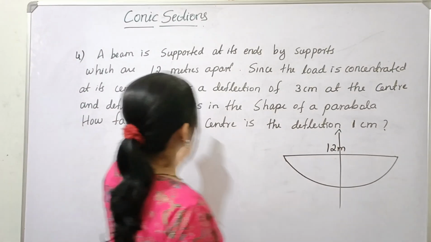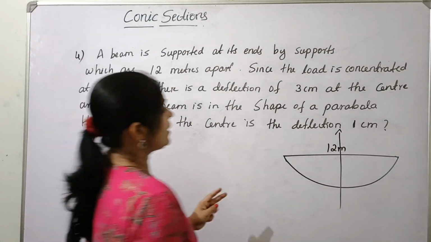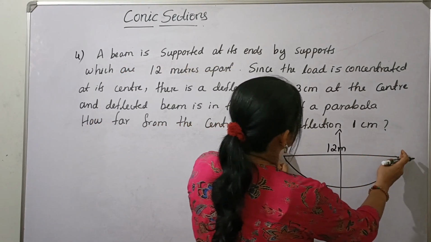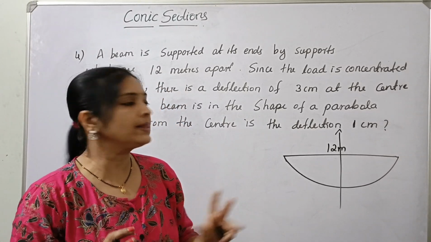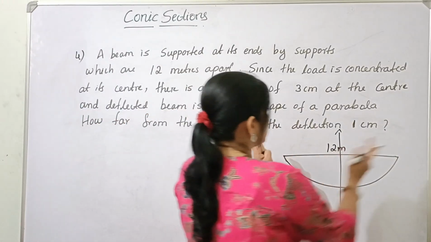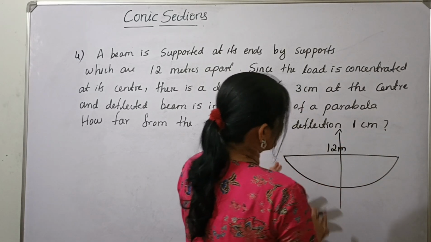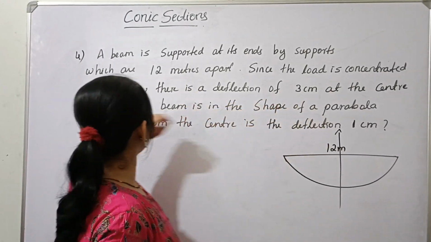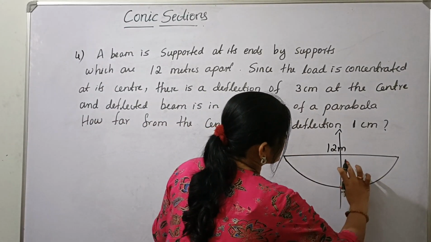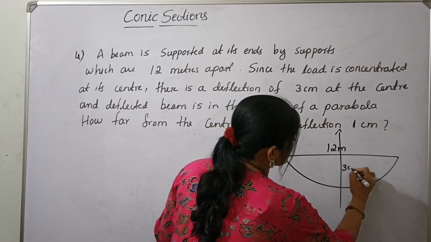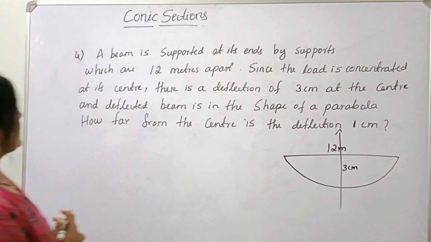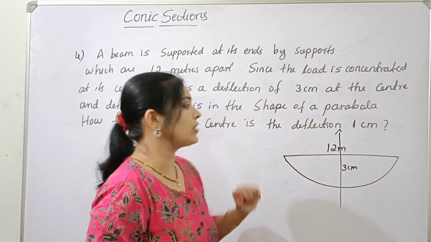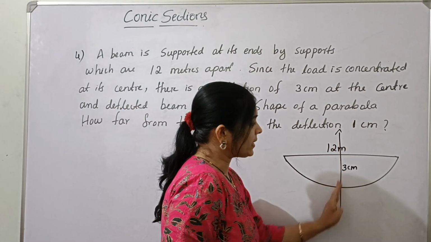See here it is given that it is the beam. Its two ends are supported by another material of length 12 meter. So that means here the distance is 12 meter. And there is a deflection of 3 centimeter at the center. So here, from the center this length is 3 centimeter. And it is in the shape of a parabola. How far from the center is the deflection of 1 centimeter? See, this deflection is 3 centimeter.